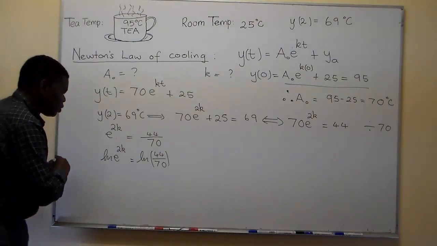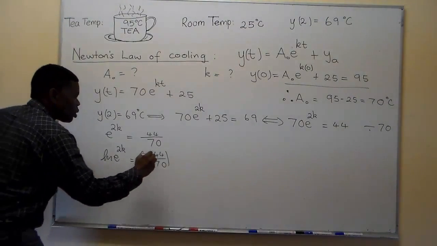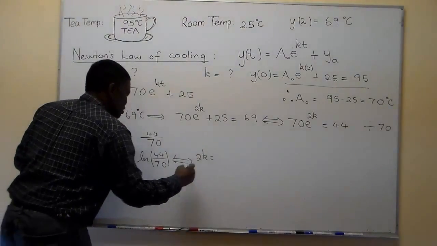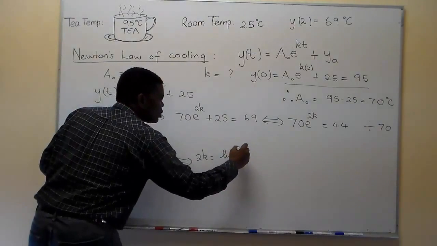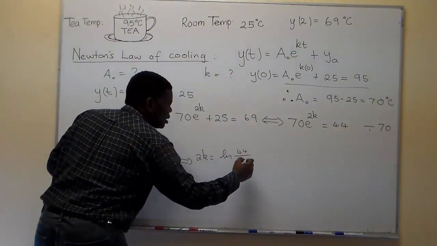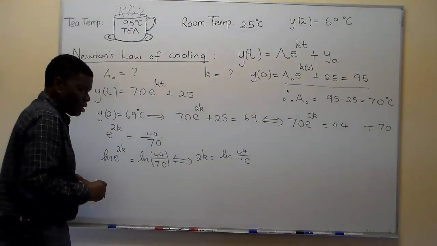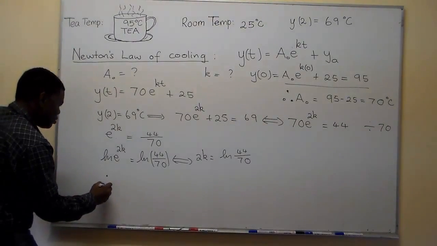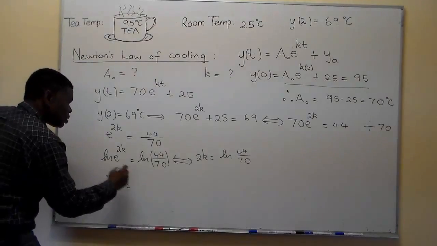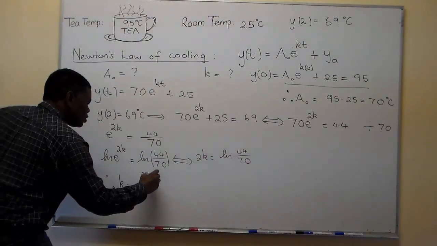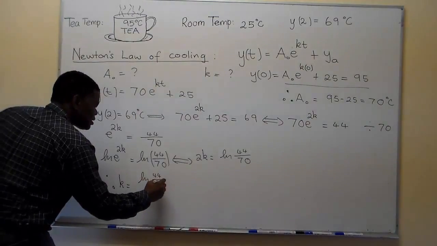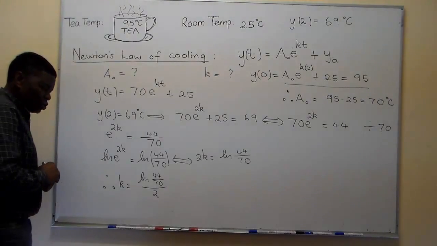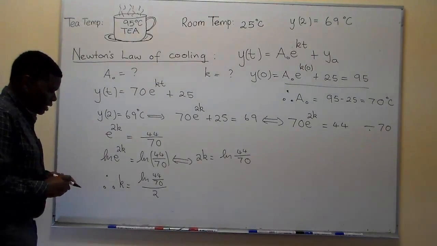This is equivalent to saying that 2k is equal to ln 44 over 70. And then we can say, therefore, k is equal to ln 44 over 70 divided by 2.